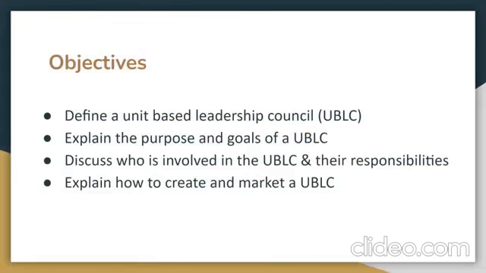Objectives. Define a unit-based leadership council. Explain the purpose and goals of a unit-based leadership council. Discuss who is involved in the unit-based leadership council and their responsibilities, and how to create and market a unit-based leadership council.